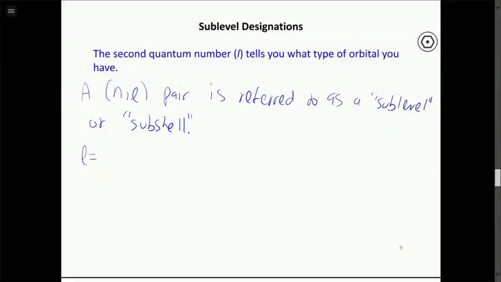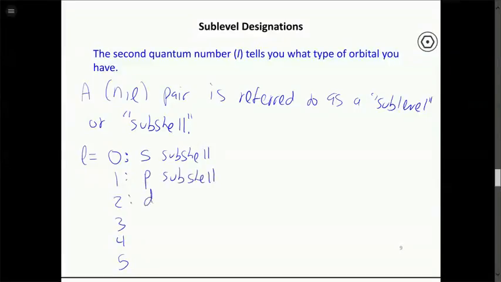So the values of L, as I said, can be 0, 1, 2, 3, 4, and so on. Go up to 5 as high as we're going to go. And then all of these values of L refer to a letter designation. So if L equals 0, you're talking about an S subshell or an S orbital in that subshell. If L equals 1, that's a P subshell or P orbital. If L equals 2, that's a D subshell. L equals 3 is F.